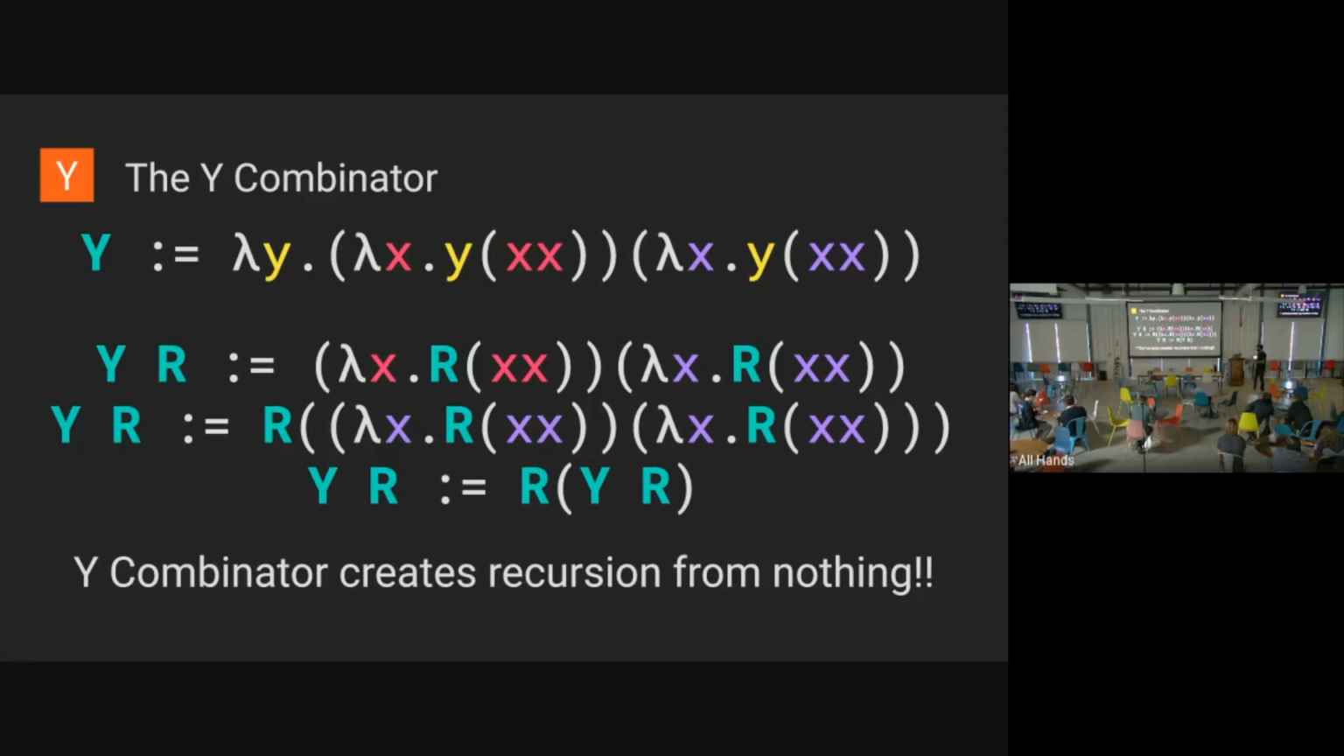Now, I encourage you guys to spend some time, if you're interested, really examining this and coming to an understanding of why it's actually interesting and profound. But for now, just take it on faith that we're able to create recursion from nothing. And that's the compelling aspect of the Y Combinator.